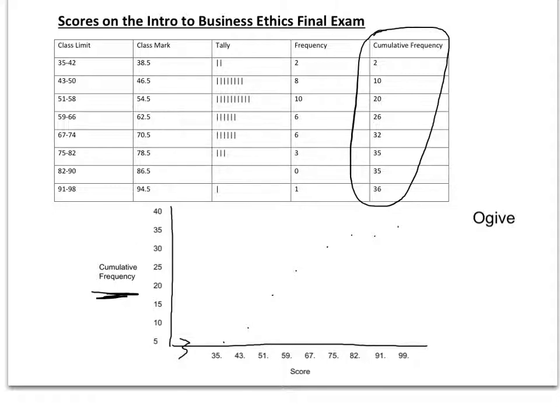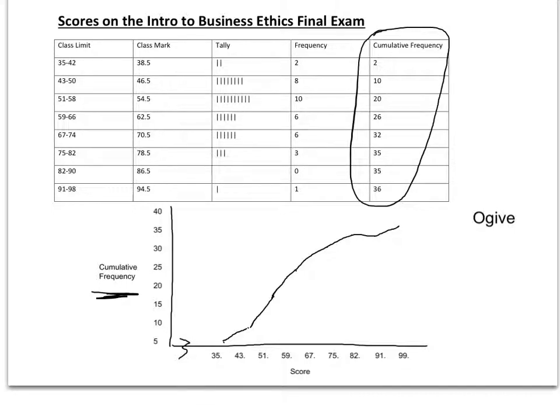And now that I have those points put in there, I'm simply going to connect the dots. Connect these two together, and so on and so forth. And that's my ogive.